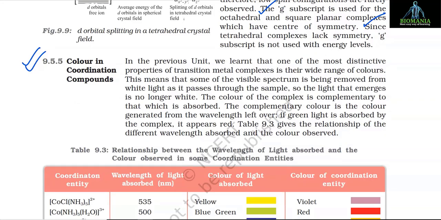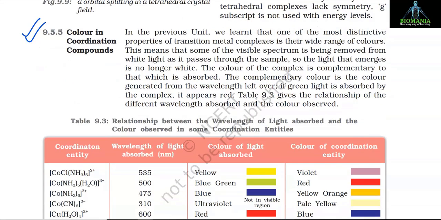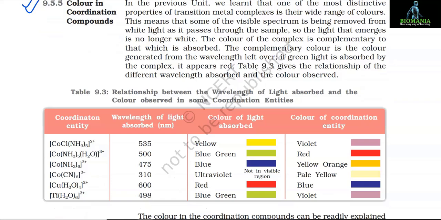9.5.5 Color in coordination compounds. In the previous unit, we learned that one of the most distinctive properties of transition metal complexes is their wide range of colors. This means that some of the visible spectrum is being removed from white light as it passes through the sample. So the light that emerges is no longer white.